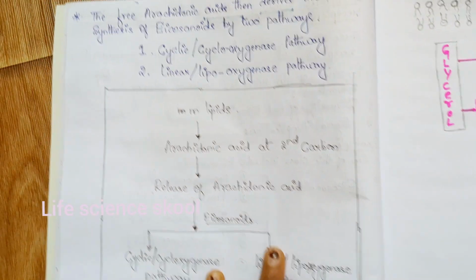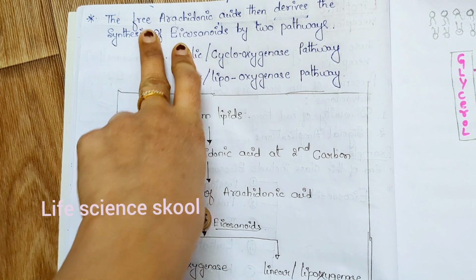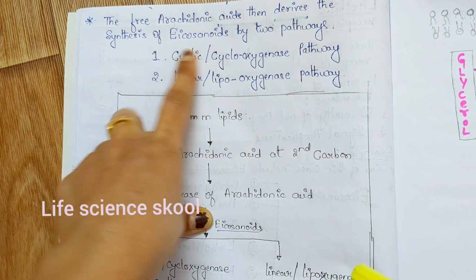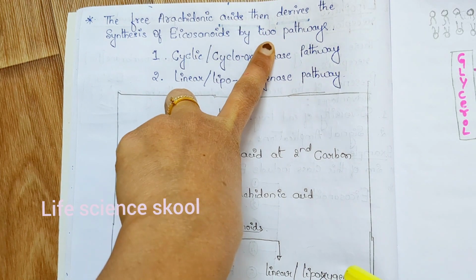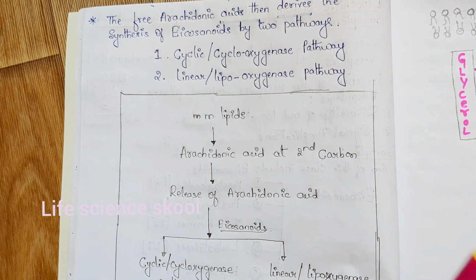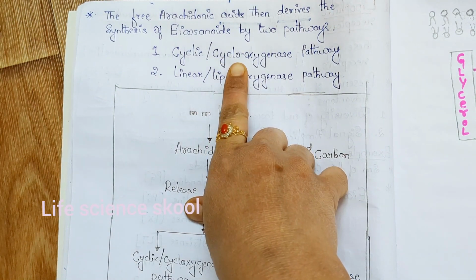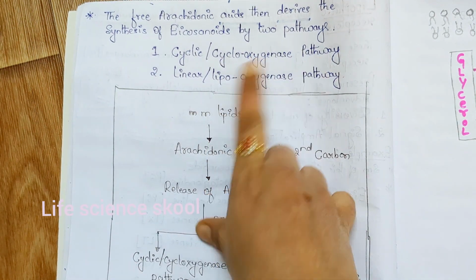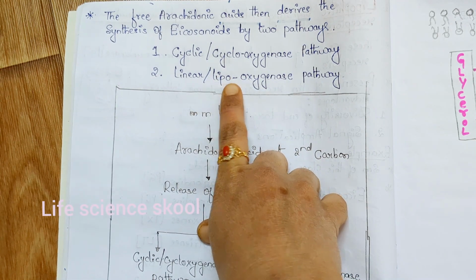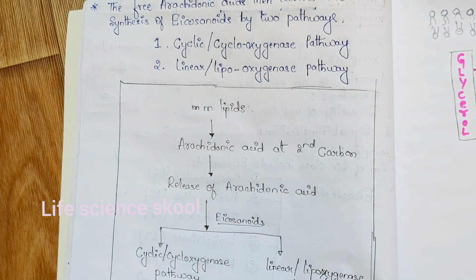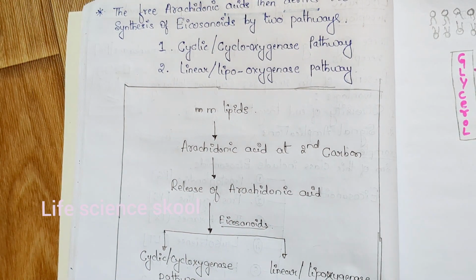Moving on to the next point, that free arachidonic acid then drives the synthesis of eicosanoids by two pathways. Which are those two pathways? One is the cyclic or cyclooxygenase pathway. The second one is the linear or lipoxygenase pathway. By these pathways the eicosanoids are produced.